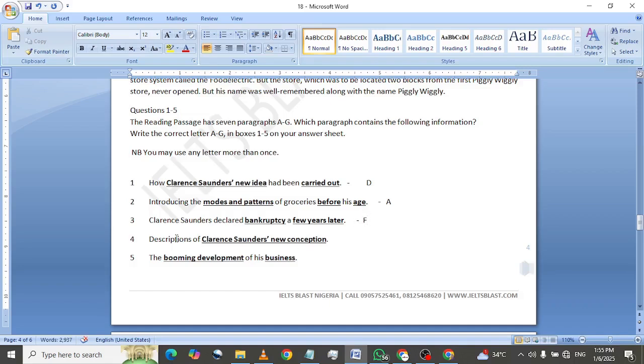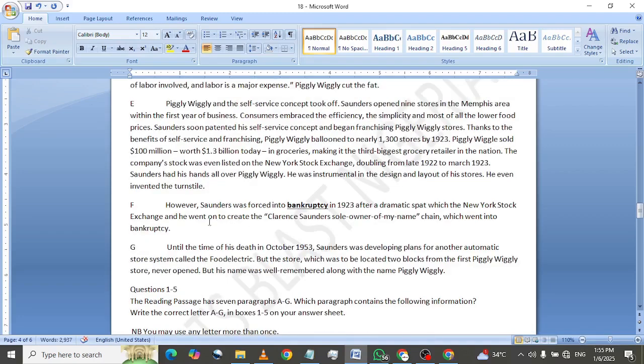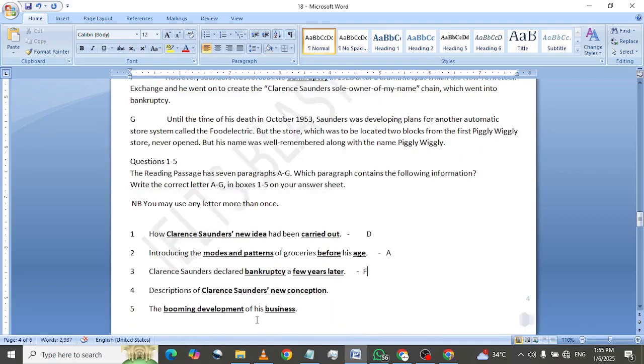So let's take a look at number 4. They said description of Clarence Saunders' new concept. Where can we find this information? Let's see. Our keyword here is new concept. New concept can also be new idea, the way he described his new idea.